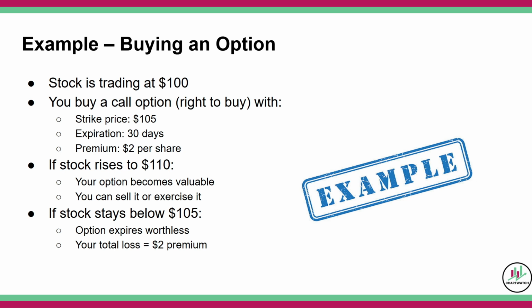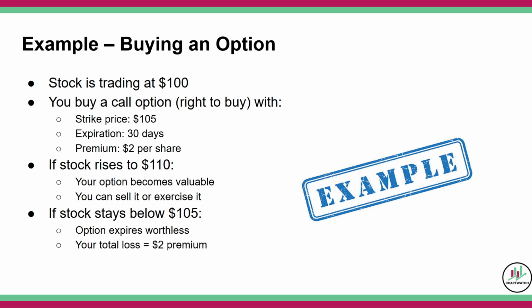And so if the stock goes up to $110, your option is now valuable, right? Because it gives you access to buy the stock at a cheaper price, and you can sell the option for a profit. This is where money is made. Or you exercise it and buy the stock at the strike price, which is $105.